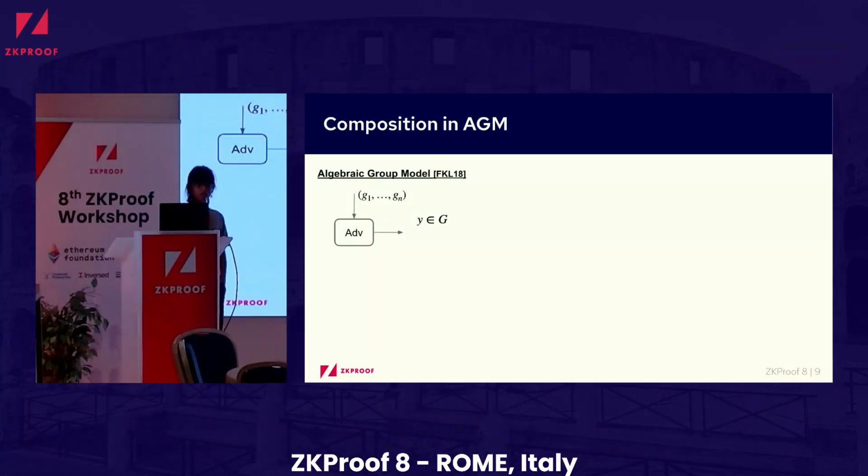It's a model where we assume that the adversary gets some input group elements, G1 to Gn, and then it outputs Y, which is also a group element. Then we assume that it also gives us this vector gamma 1 to gamma n, which explains how it computed Y given the initial group elements.